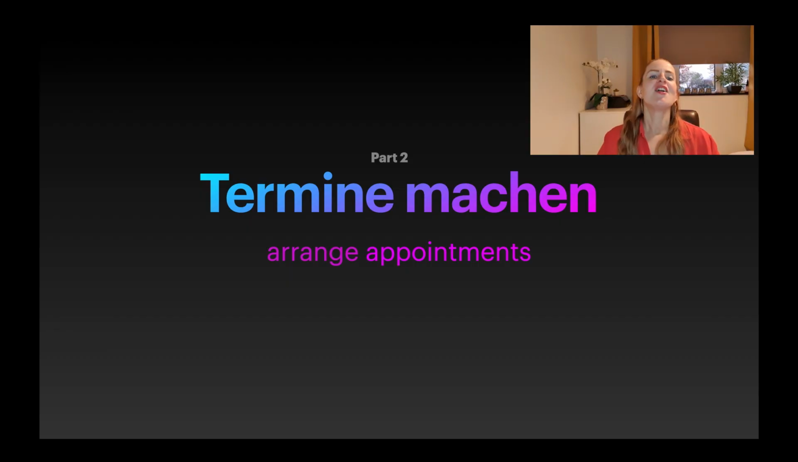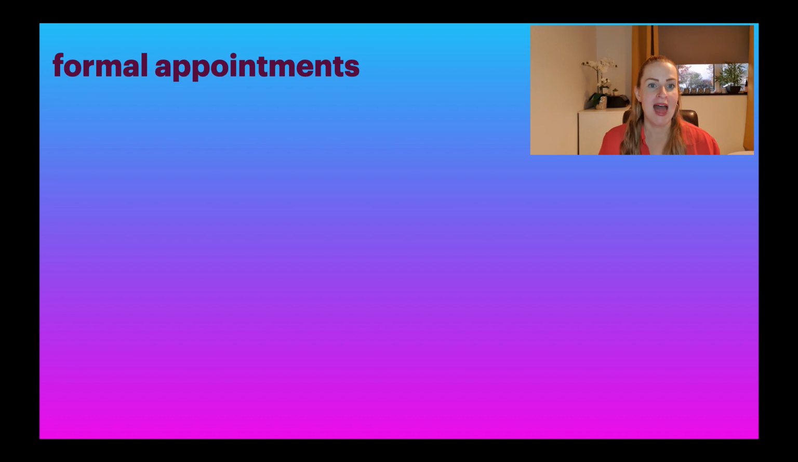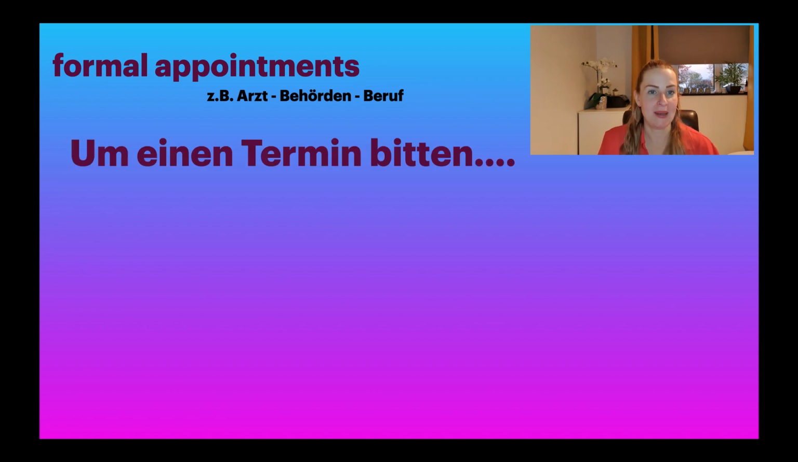Part 2. To arrange appointments, to make appointments. Termine machen. I have divided the topic into informal and formal appointments, and I would like to start with the formal appointments. That means maybe you're calling a GP surgery or an office. Du rufst also einen Arzt an oder auf einer Behörde oder auf einem Amt, um einen Termin bitten. Um einen Termin bitten means ask for an appointment.